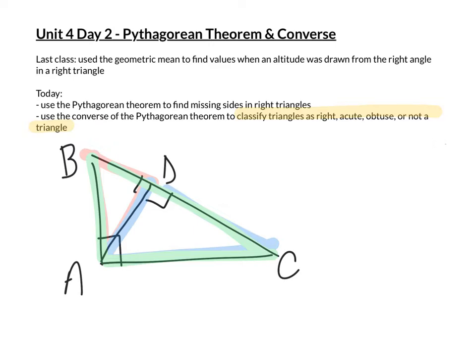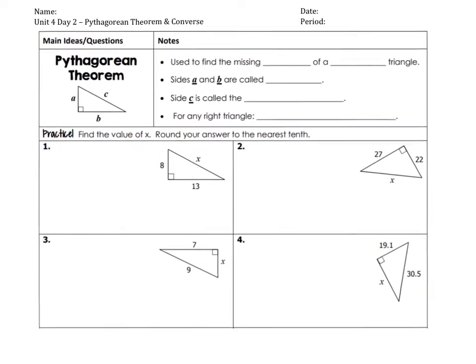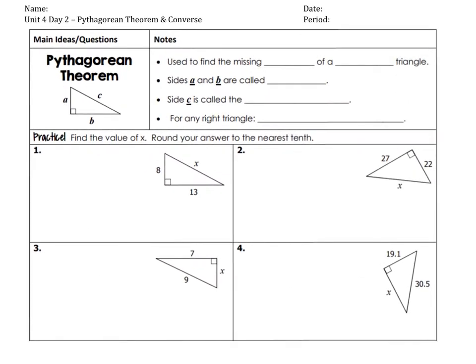All right, so you guys can take these notes on a separate sheet of paper. You could just do them right on here, whatever you want to do. Okay, so Pythagorean theorem, we all know, is used to find the missing sides of a right triangle. Sides A and B, which would be these two, are what we call the legs of the triangle. And then side C is called the hypotenuse.